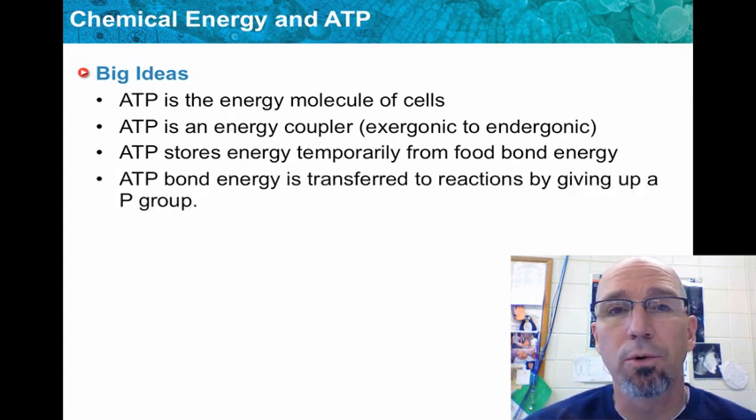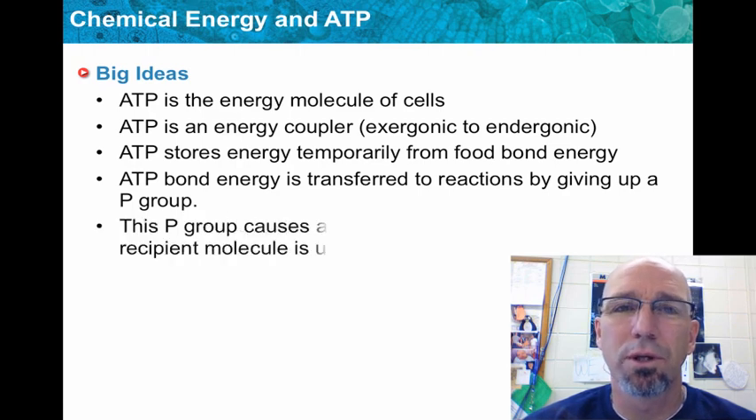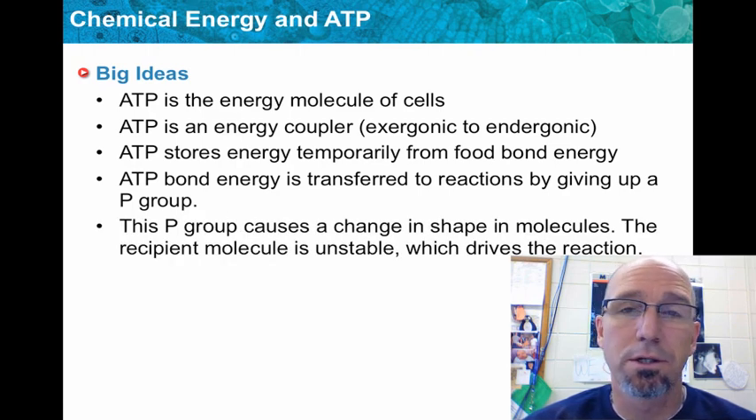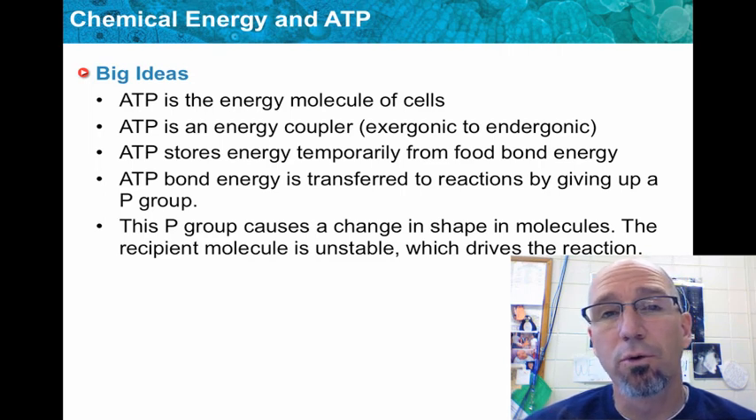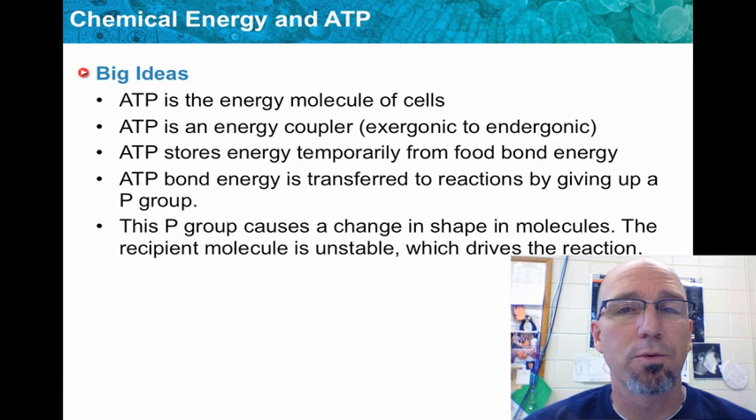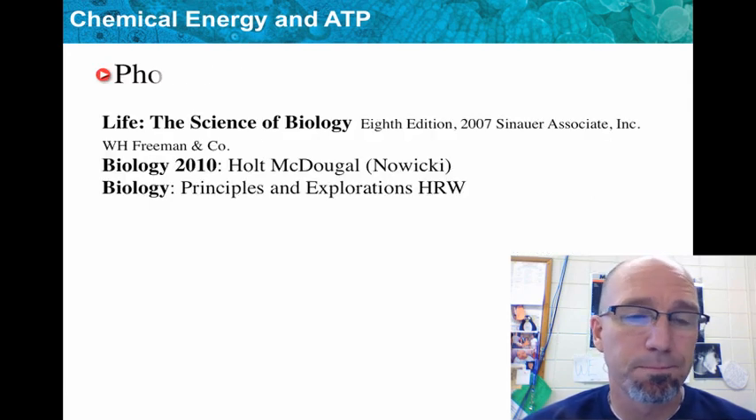ATP charges chemical reactions by giving up a phosphate group. So that phosphate group, that negative charge, that PO4 3 negative, is really what does the work there. When a phosphate group is attached to another molecule, that causes a change in the shape of the molecule. That change in shape lowers the activation energy, and it allows the reaction to go with not as much energy as it normally would.